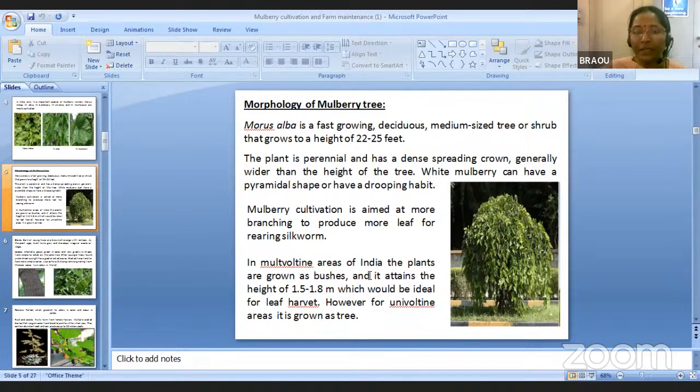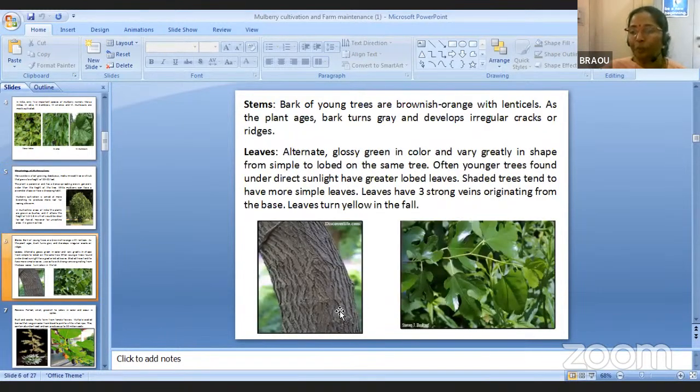Mostly these are grown in India. They don't allow the plant size to grow more than 1.5 to 1.8 meters. Why? Because it is easy to cut the leaves and feed the worms. If they become trees, then you need a lot of manpower to cut those leaves, and it is also tedious to climb a tree and cut the leaves. So it's not more than 1.5 to 1.8 meters. However, in univoltine areas, they are allowed to grow as trees and as bushes. But in India, definitely, they are allowed to grow as bushes.